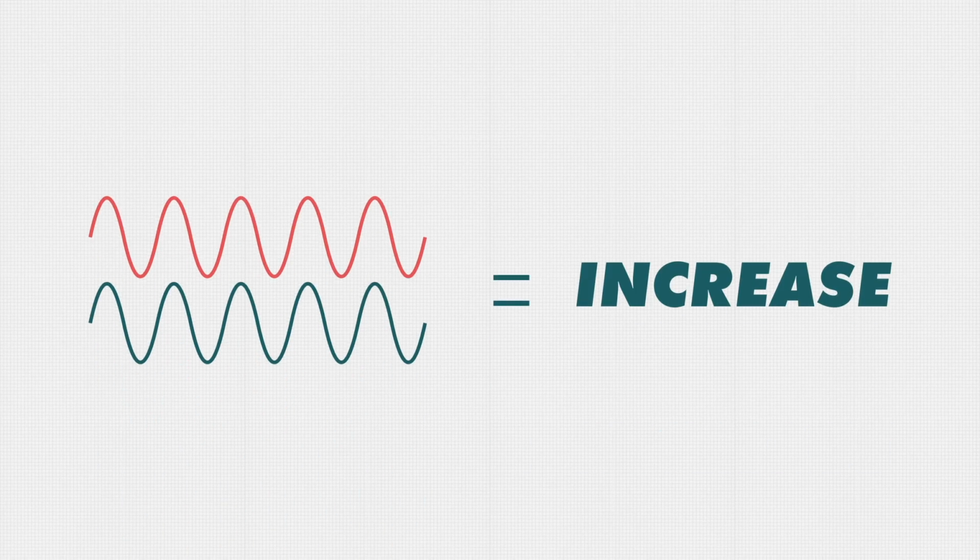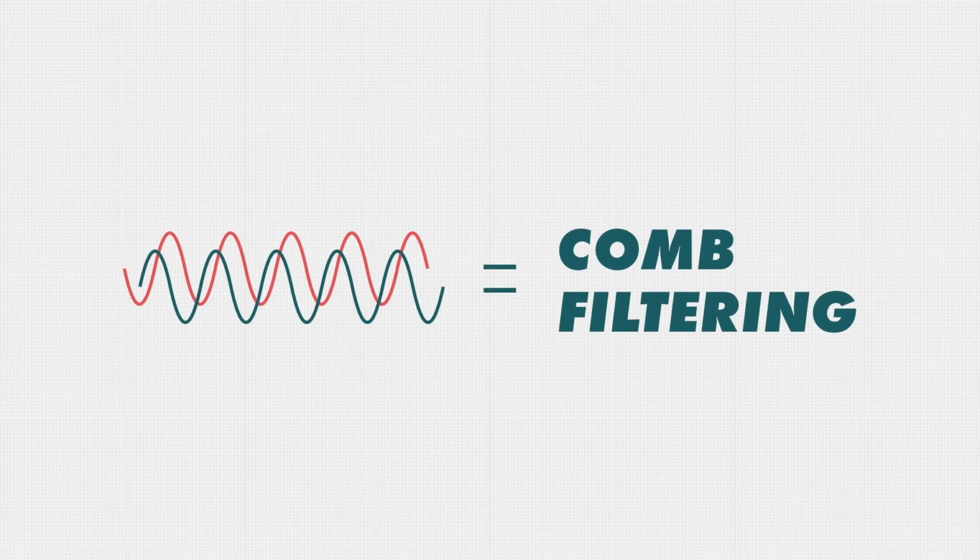Let's say you have two copies of the same signal. If the two copies are aligned in time, they'll sum together, creating an increase in level. The reason for this being that all of the various frequencies will be aligned and therefore constructively interfere with each other. But if we delay one copy, the results will be much different.